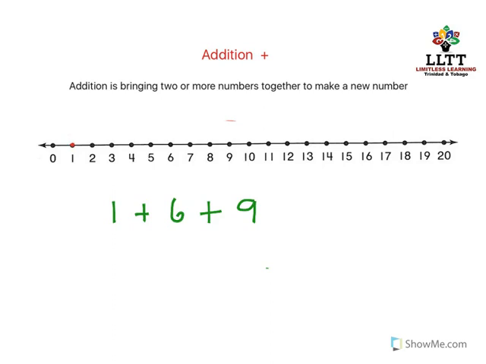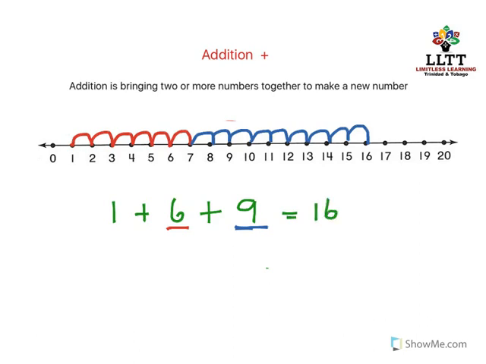And I'm going to move 6 places to the right because I'm adding 6 first. So I go 1, 2, 3, 4, 5, 6. That takes me to 7. When I get there, I'm going to add 9. So I'm going to move a further 9 places to the right. So I go 1, 2, 3, 4, 5, 6, 7, 8, 9. So 1 plus 6 plus 9 is going to be equal to 16.